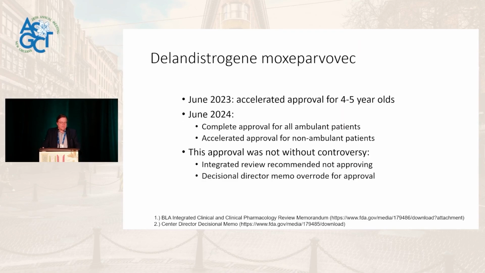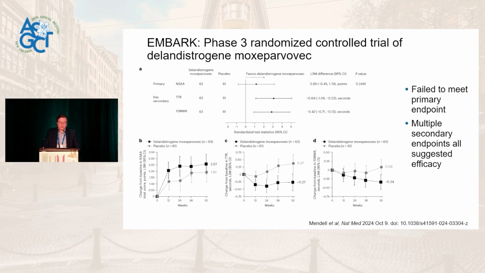Now, obviously, this is relevant to things like microdystrophin gene therapies. Elevidys from Sarepta was approved with accelerated approval in June 2023 for 4 and 5-year-olds. And last year, in June of 2024, it received complete approval for all ambulant patients and accelerated approval for non-ambulant patients. Now, this approval was not without some controversy. The integrated review document at the FDA actually recommended not approving this, and the decisional director memo overrode this for approval. The major concern about it was the fact that it failed to meet its primary endpoint.